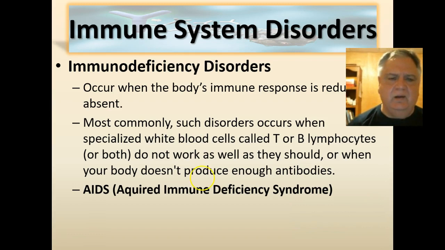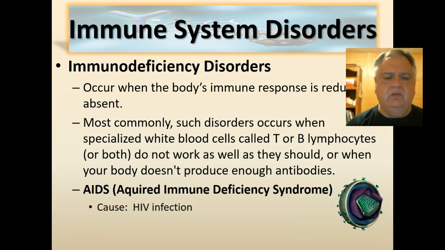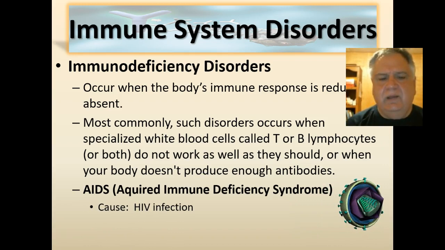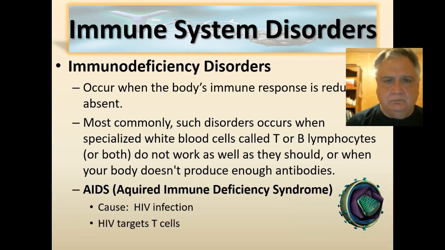Well, a good example of that is what happens in AIDS, or acquired immune deficiency syndrome. AIDS is caused by the HIV virus, the human immune deficiency virus. And this virus attacks mostly T cells. Now, it can attack other cells as well, but it attacks the T cells. And what's important about the T cells? Remember, those T helper cells are the ones that once engaged by the antigen presenting cell or the B cell, they're the ones that send out the signals to cause the rest of the response to occur.